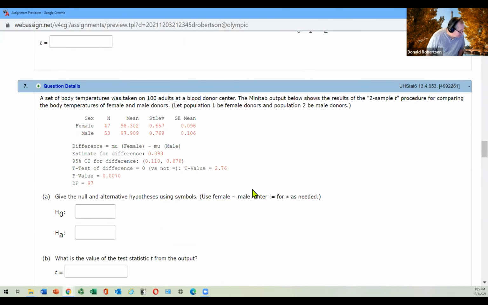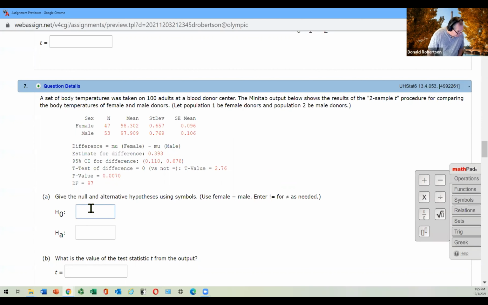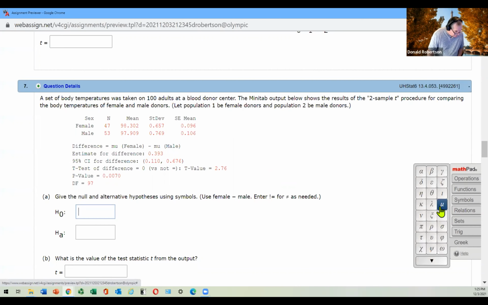So start at the beginning. We are trying to see, is there any evidence to... what do we want to do? One are females, make sure I get that right. Females against males. So the null hypothesis is mu1 take away mu2 is equal to 0. So hit the Greek letter and pick that guy.